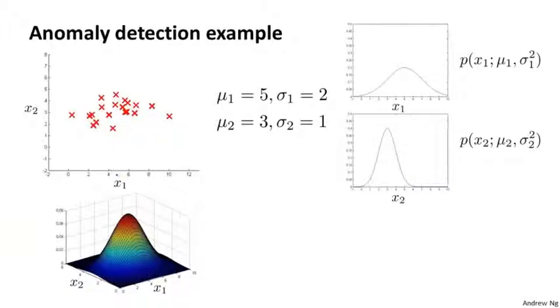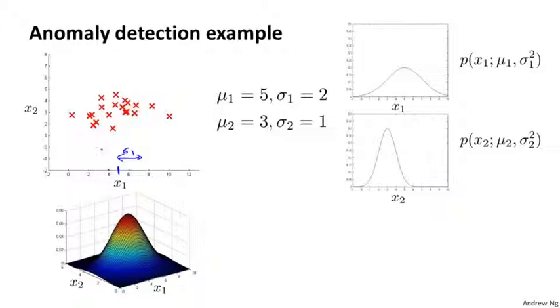Here's an example of an application of this method. Let's say we have this data set that I've plotted on the upper left of this slide. Let's look at the feature x1. It looks like on average, the feature x1 has a mean of about 5, and if you look at just the x1 values of this data set, it has a standard deviation of maybe 2, so that's sigma 1.